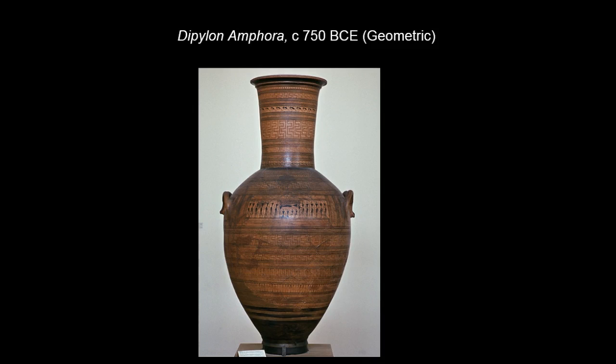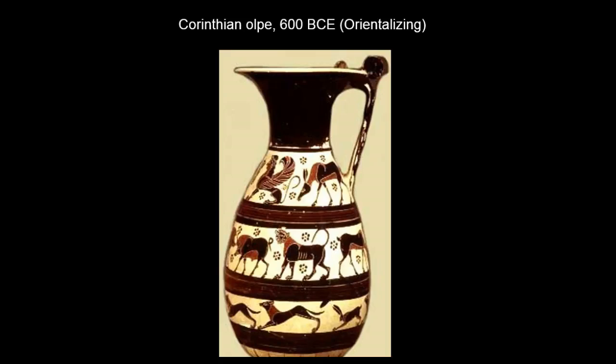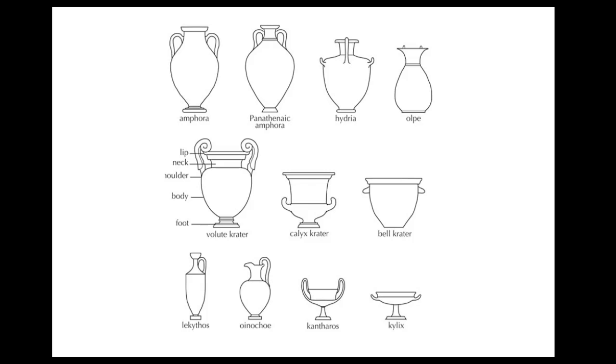You can see standard shapes of Greek vessels on page 117 of your book. Let's see if I can find a copy of it here real quick. Here we go. So here's our amphora, which is a wide-bodied vessel with two handles and a narrower lip, right? And then we've got our crater. The crater has a wide mouth as well as a body.